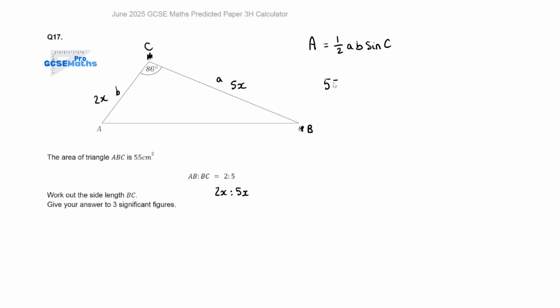So I know that the area is 55 centimeters squared. I've got a half 2x multiplied by 5x sine of 86. And then I'll just solve it from there to get x. So this side, obviously, you get 2 times 5, which is 10, times a half is 5. So 5x squared sine 86, and that's when I'll put it in the calculator, is 55.